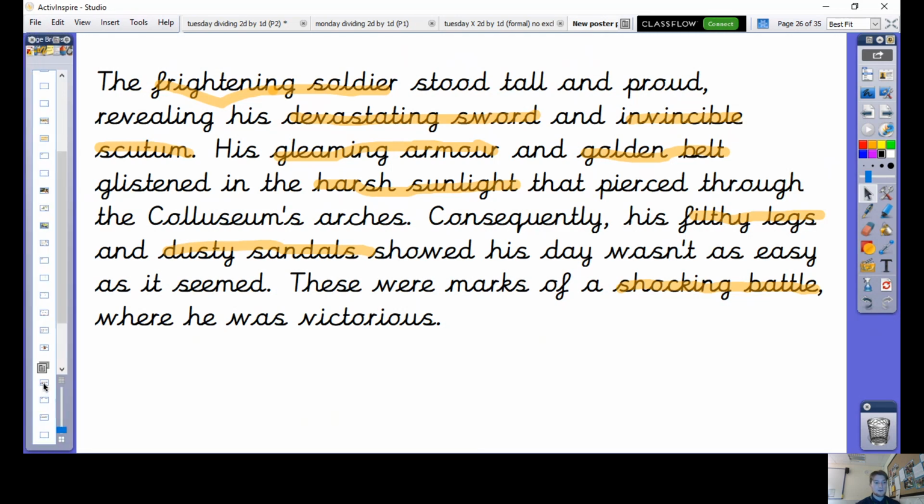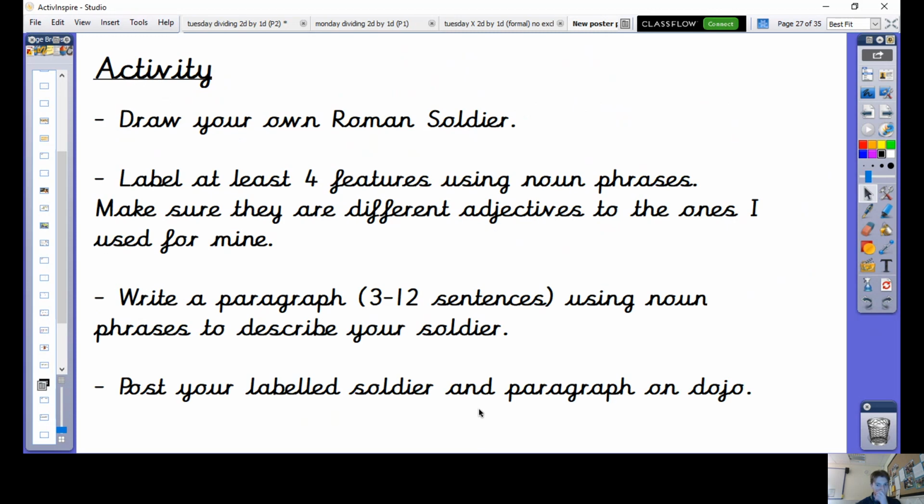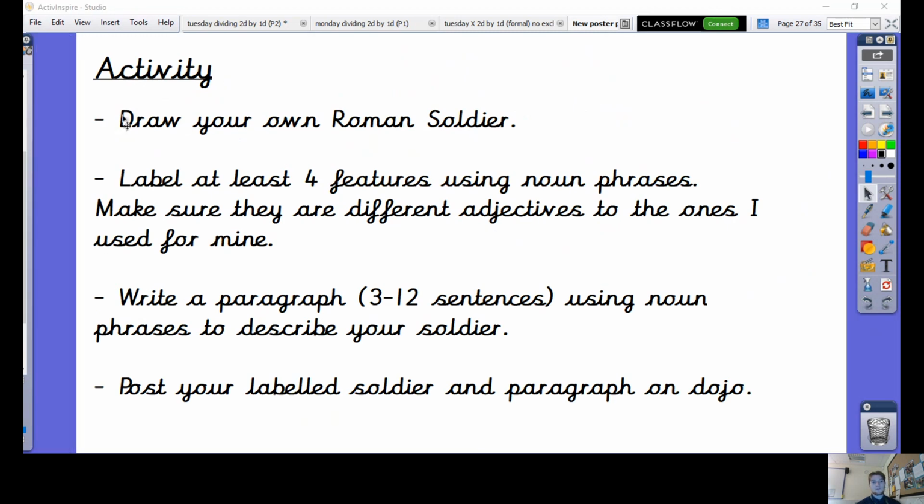I've got a slide with all of your instructions for today for your activity. Firstly, you draw your Roman soldier. Don't colour it in. Then you label at least 4 features using noun phrases. I expect a few more from most of you. Make sure they're different adjectives to the ones that I used for mine. They can be the same nouns, because obviously there's only a certain amount of nouns on a soldier. Then, after you've labelled your soldier, I'd like you to write a paragraph, remember 3 to 12 sentences, using noun phrases to describe your soldier.